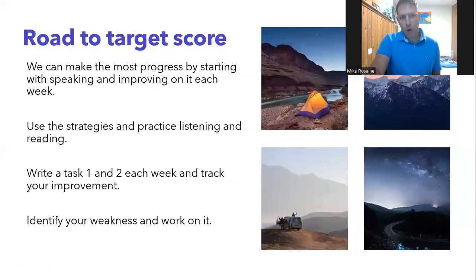Now, let's talk about your road to your target score. Okay, if you want to get an 8 or a 9, how can we do that? Number one, we can make the most progress by starting with your speaking and improving on it each week. Okay. Also, let's learn the strategies of each part, reading and listening and writing, and we're going to practice using those strategies on your own and then again in weeks 3 and 4. We'll get you to do some writing of tasks 1 and 2 each week, and let's track your improvement.